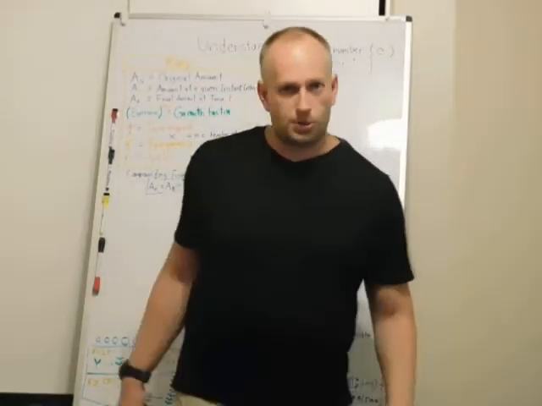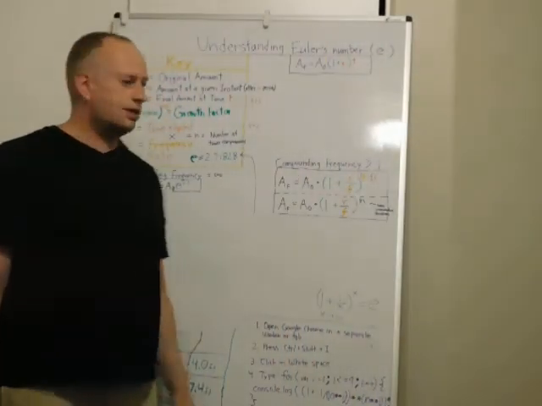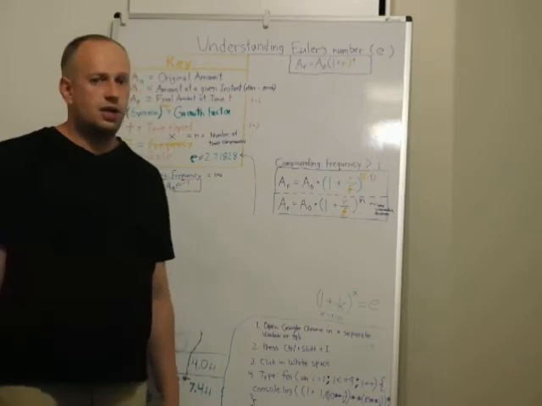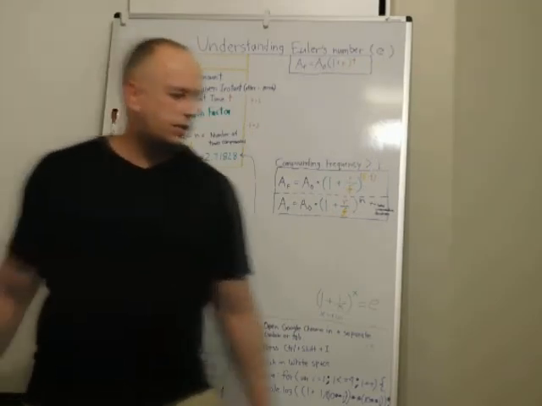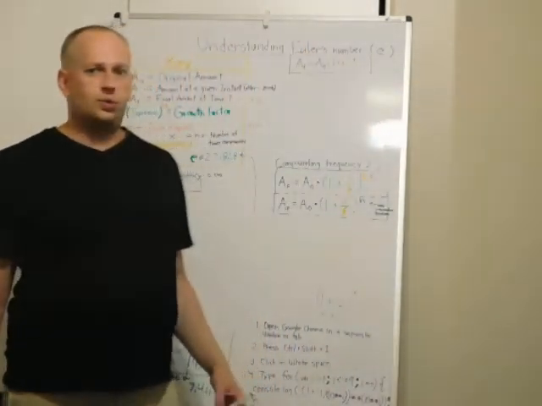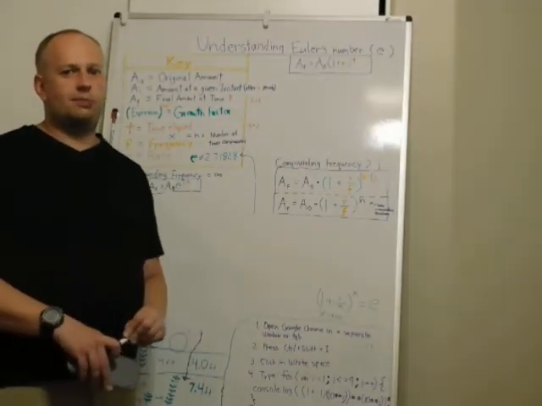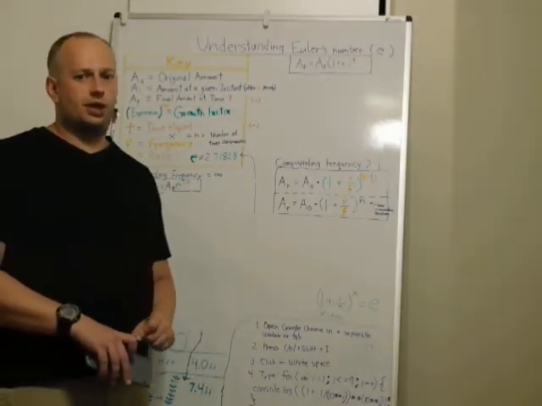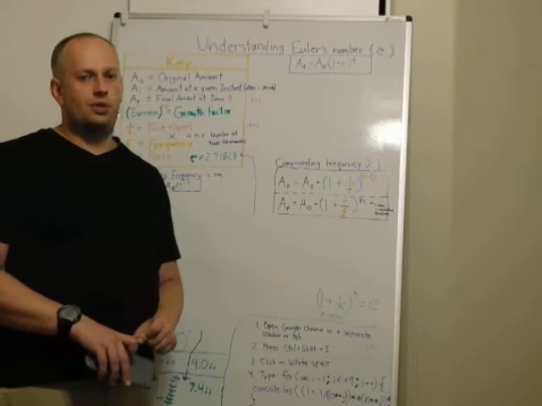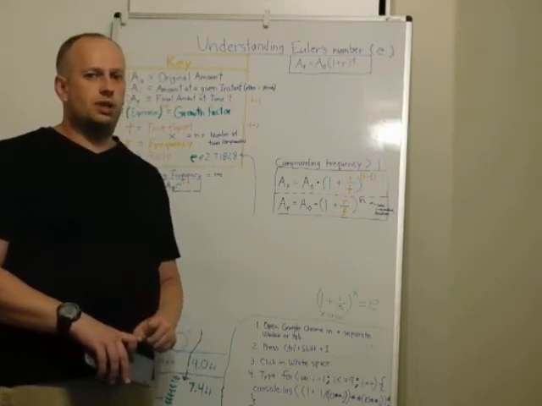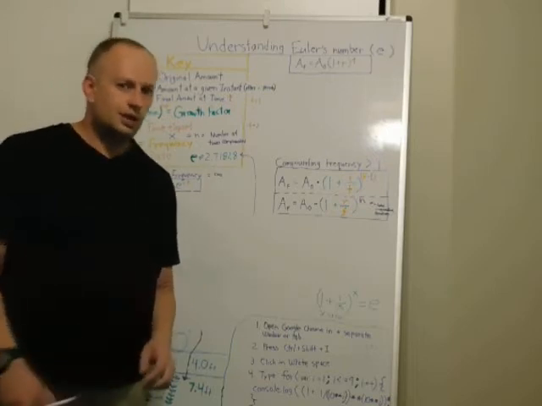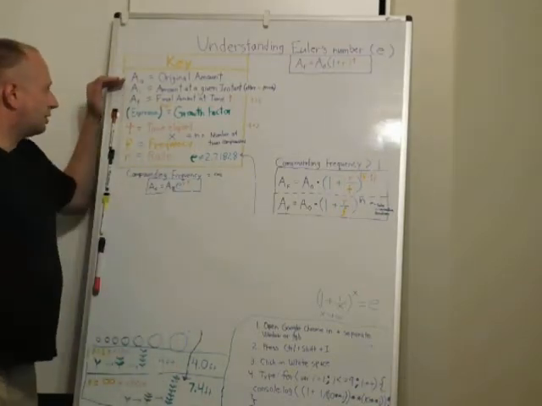I'm going to talk about Euler's number today in the context of mostly interest. We're going to look at the growth of an amount given a certain amount of time and a rate by which that amount grows each given compounding period. First, I'm going to introduce the key here.